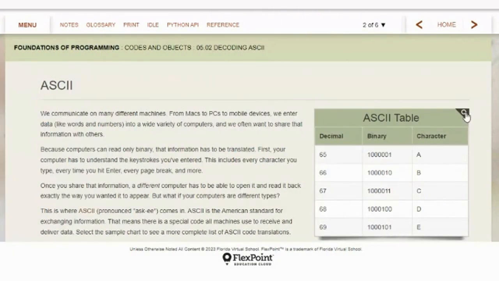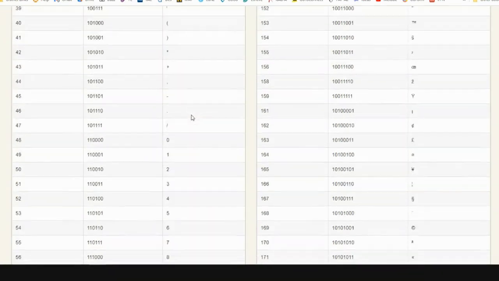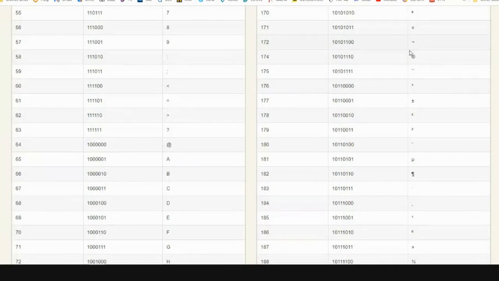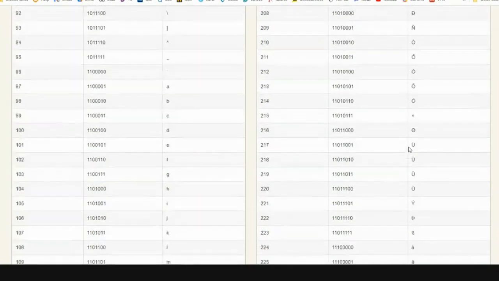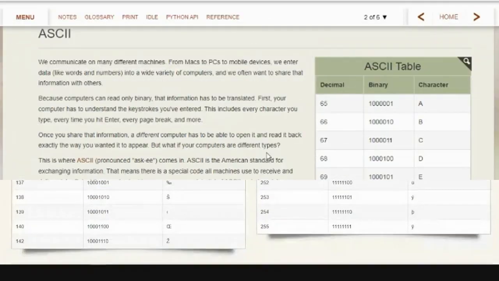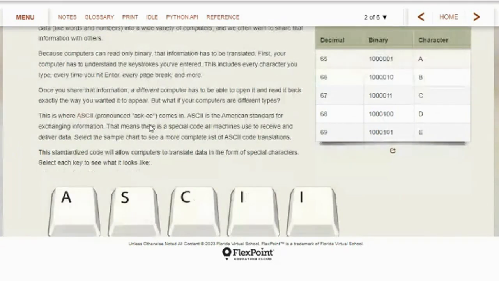Oh, and look here, a whole big table. All these characters you can use, the ASCII equivalents, in binary. So from Macs to PCs to mobile devices, we enter data, words, numbers, whatever we're entering, that we want to share with others. So it translates it to binary, right? Every character you type, even when you hit a space, it'll convert that to binary, so that a different computer can open it and read it back the same way.